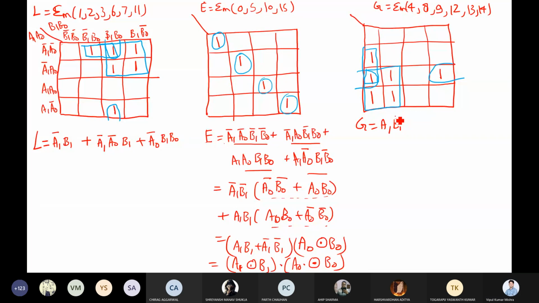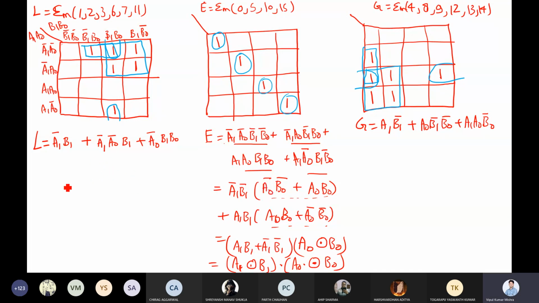A1 B1 bar plus, let's say this pair, B1 bar, A naught B1 bar B naught bar. What about this pair? A1 A naught B1, A1 A naught B naught bar. B naught bar. Right. Now you have all three equations for less than, greater than, and equal to.